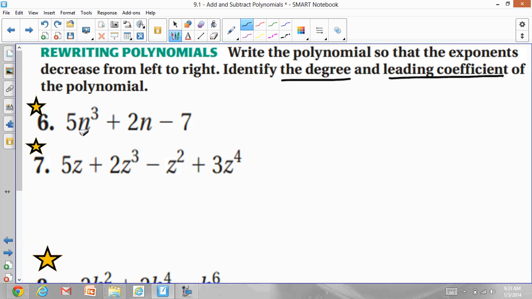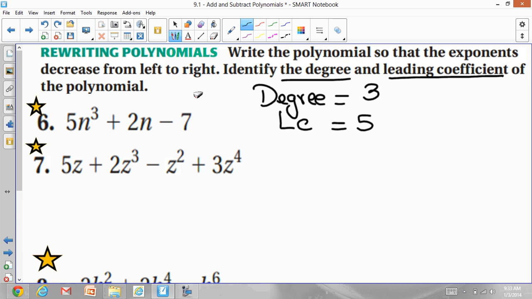So for question number 6, you are looking at the exponents. The exponent is 3 and this exponent is a 1. So this is in order. The exponents have to be decreasing. They have to go from highest to least. So once you find that they are in order, then the degree in this case becomes the highest exponent. So the highest exponent in this case is 3. And the leading coefficient will be 5.